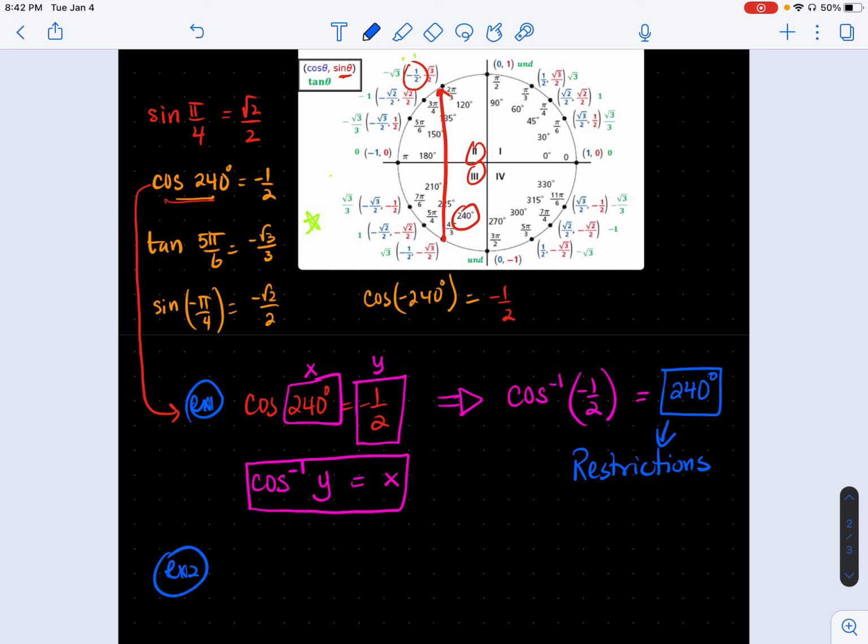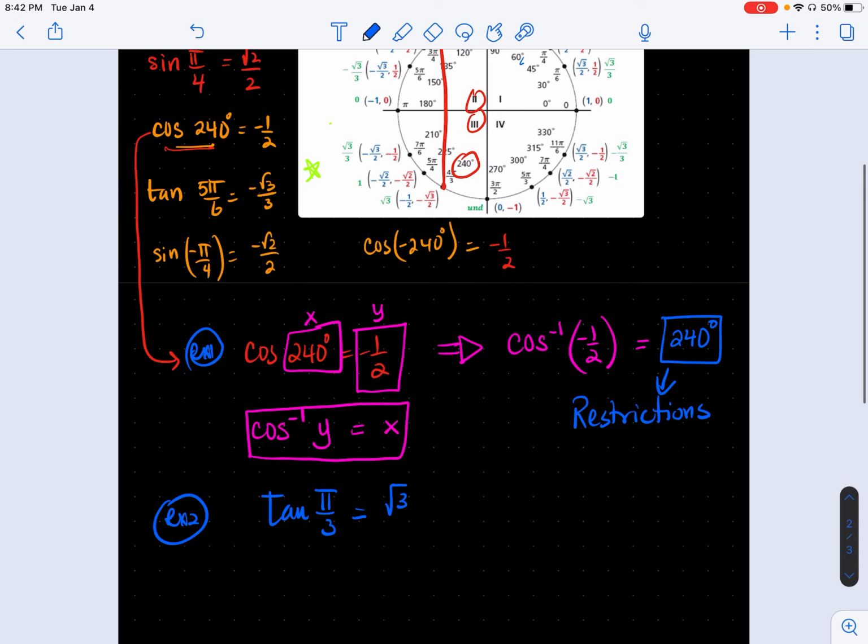Here's another example. This was example 1. Example 2. If, let's say, tangent of pi over 3, let's say what's the value of that? Pi over 3 tangent value, root 3. If I were to write this as an inverse question, tangent inverse, root 3 would equal, the answer would be pi over 3.